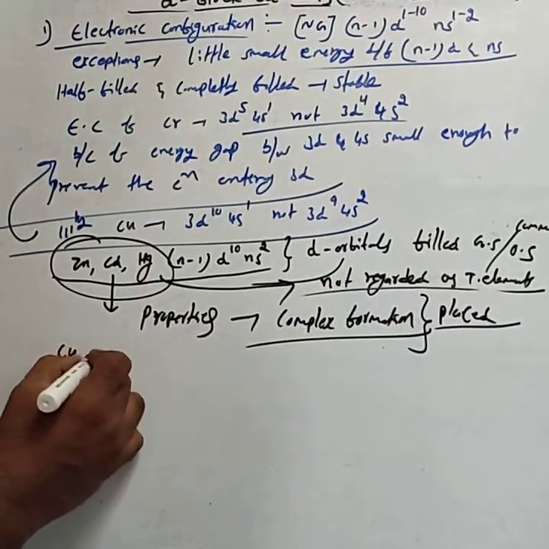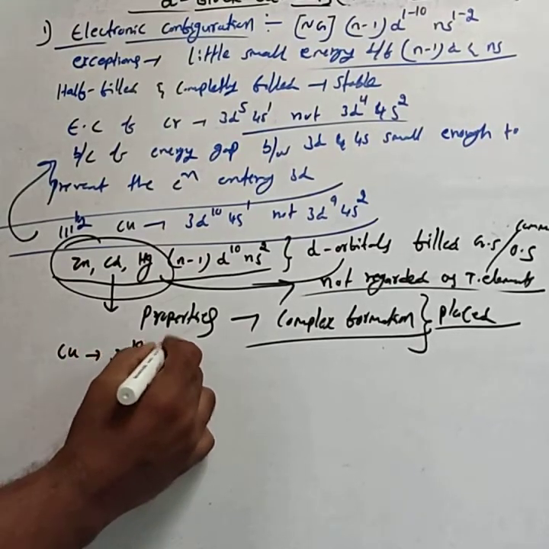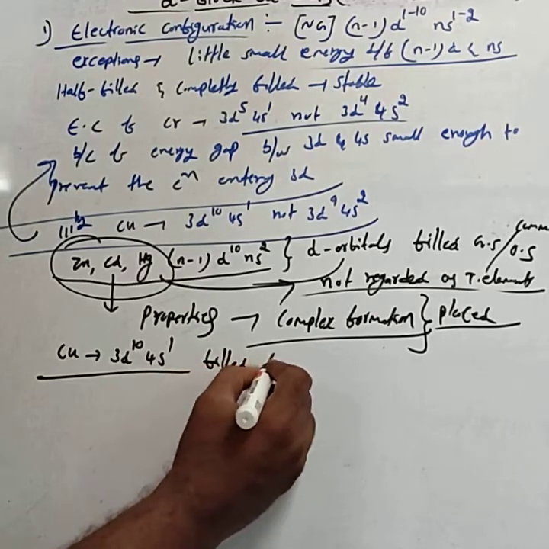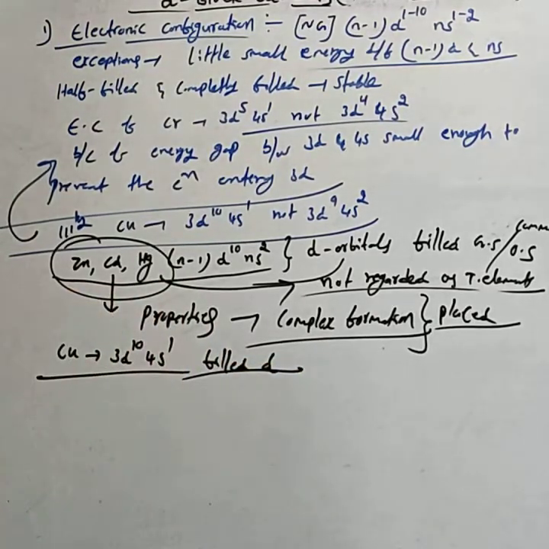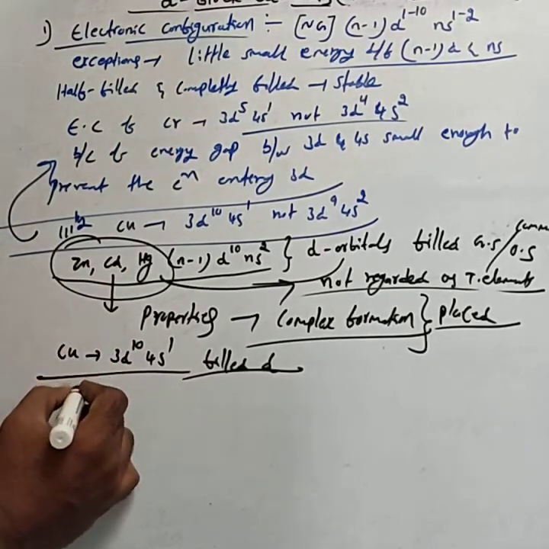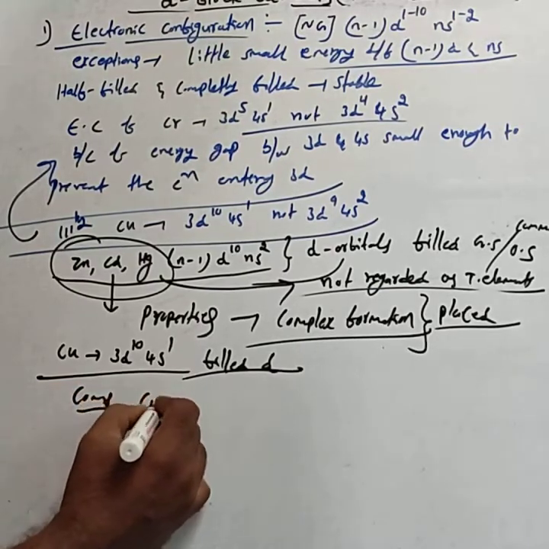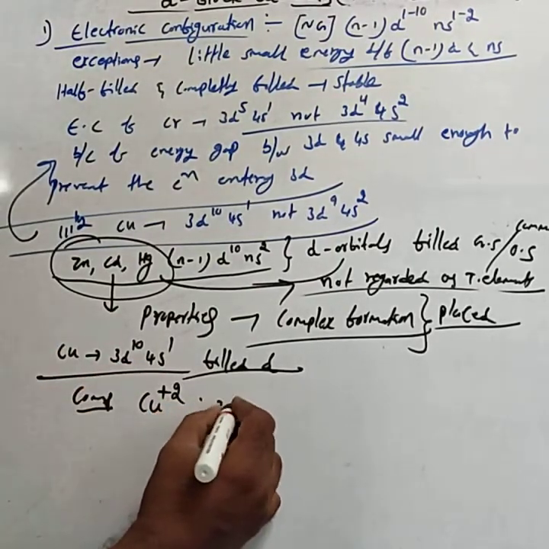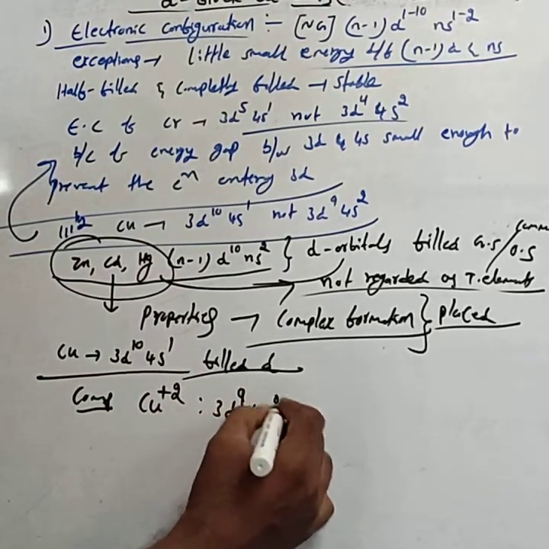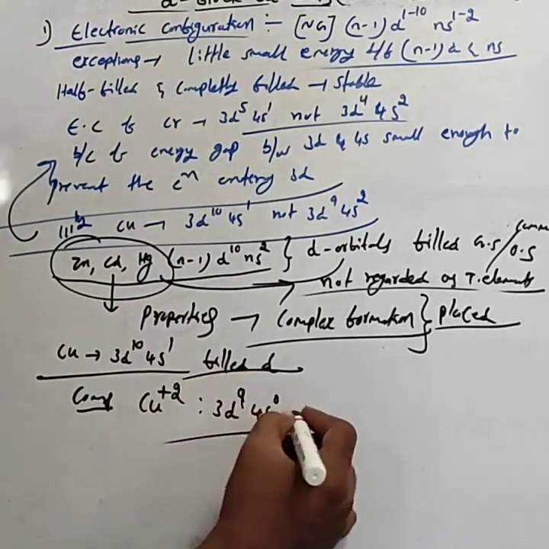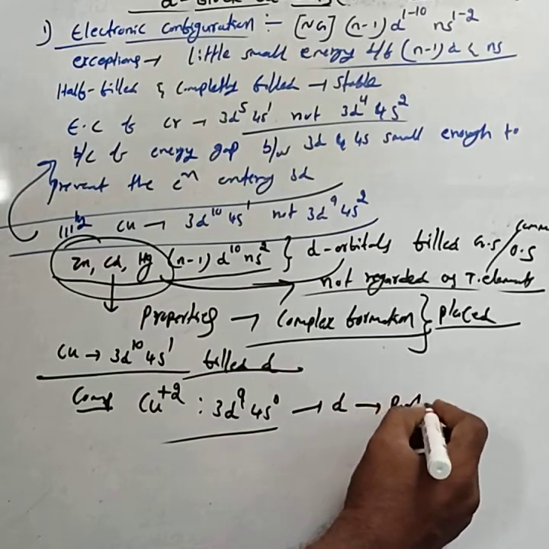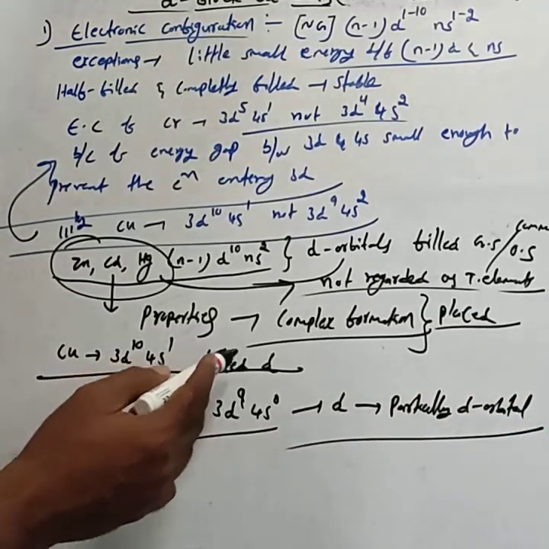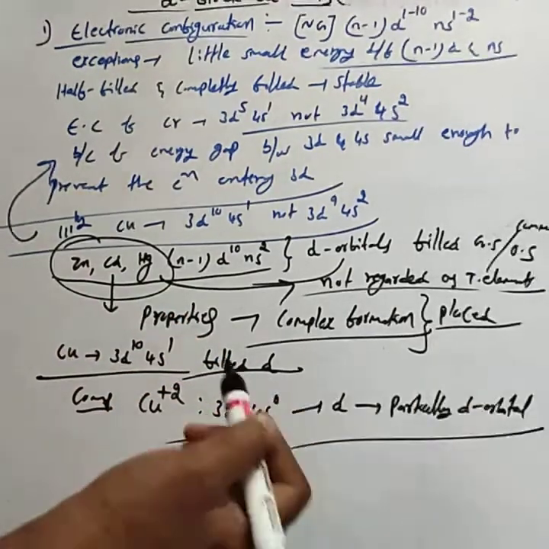Then you take copper. Copper configuration is 3d10 4s1. Copper also contains a completely filled d orbital. It does not contain a partially filled d orbital, but in certain compounds, copper can show the +2 oxidation state, where the configuration is 3d9 4s0. Here the d subshell contains a partially filled d orbital. In the +2 oxidation state, copper does not have a completely filled d orbital. It has a partially filled d orbital.